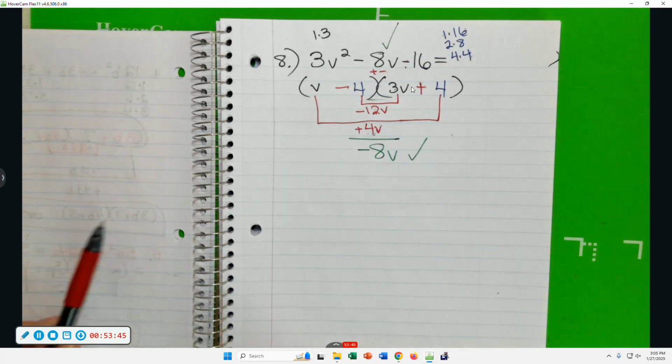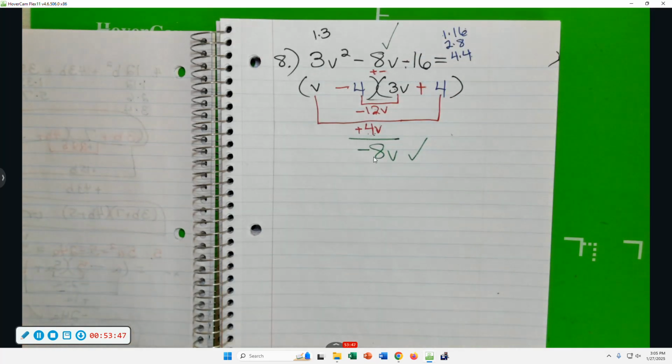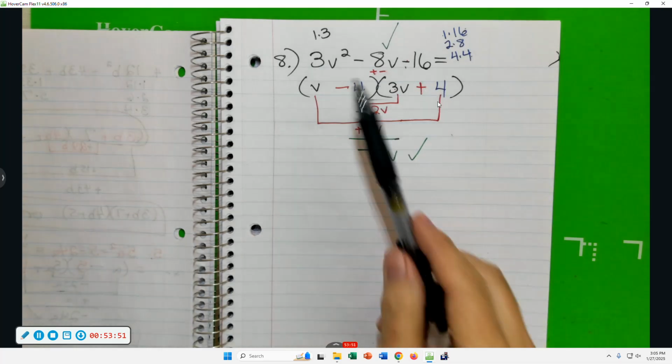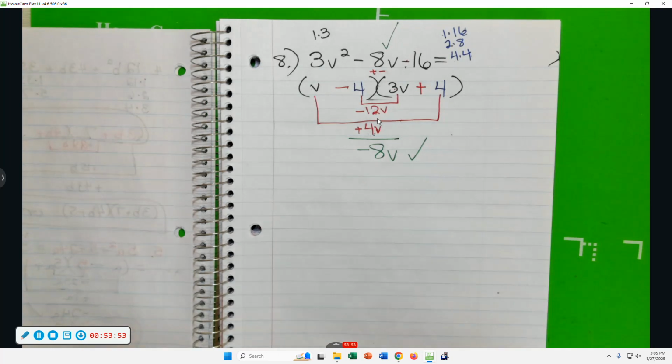And this check doesn't mean that's the answer. That just means you found the right one. The answer is the 2 pairs of parentheses.